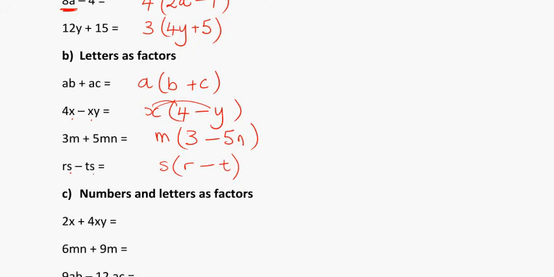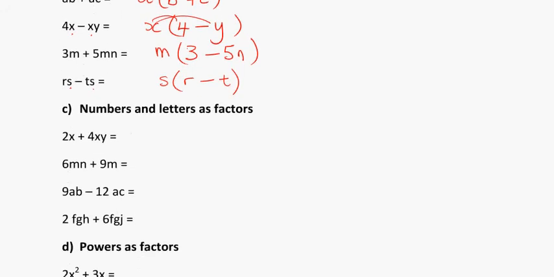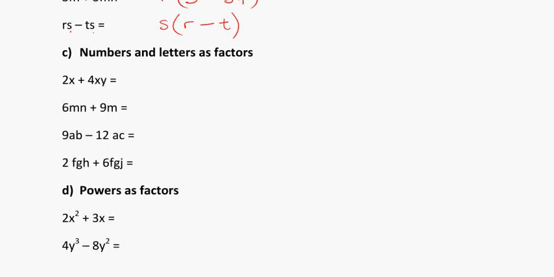Right, sometimes you have numbers and letters as factors. So let's try the next lot. Okay, look for numbers first. I've got a 2 in there and a 4 in there, so I can factor a 2 out. 2 is the highest common factor. Are there any letters in common? Yes, there's an x. I can pull an x out as well.